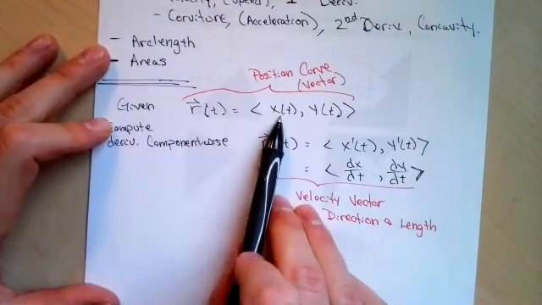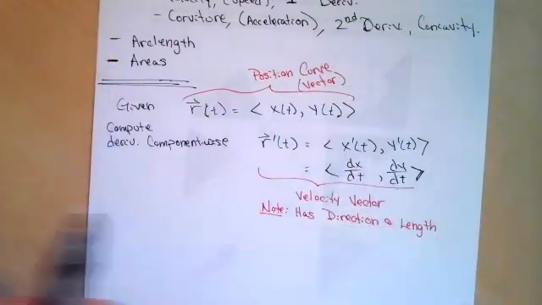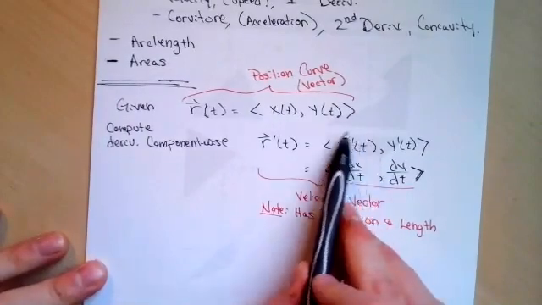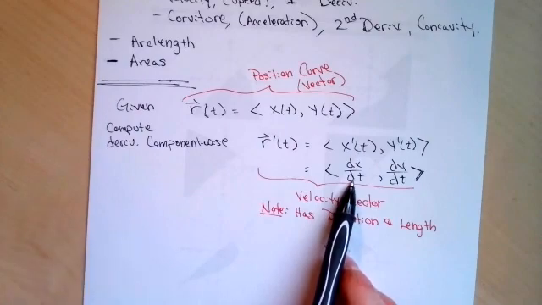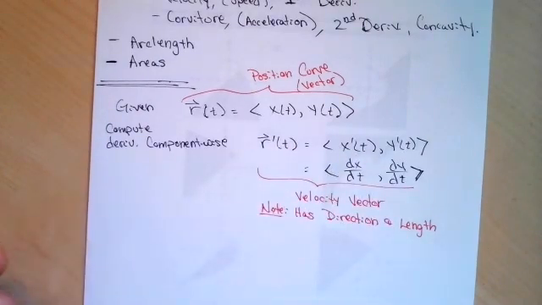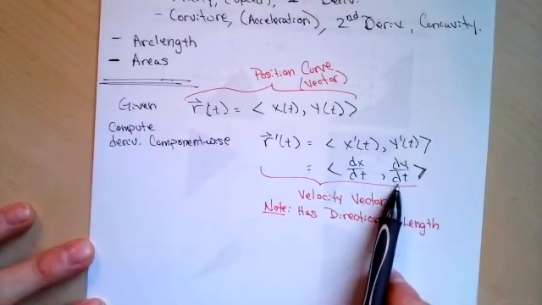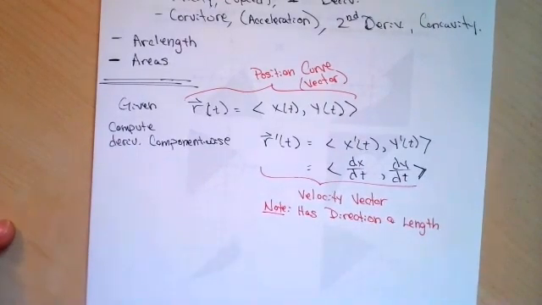But it's pretty easy enough that if I have x of t and y of t, when I take their respective derivatives, well, now I've got the derivative of x. So we can really think of this as the rate of change of my x coordinate with respect to time. As time ticks, how fast am I moving in the x direction? As time ticks, how fast are we moving in the y direction? The rate of change of y with respect to time.